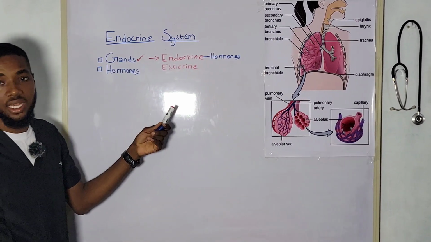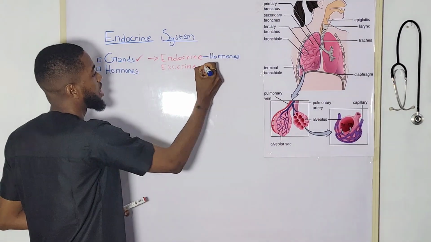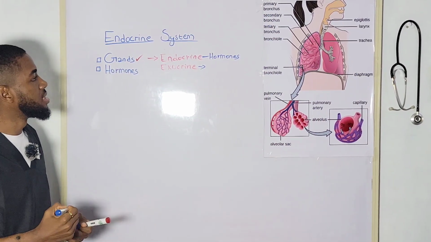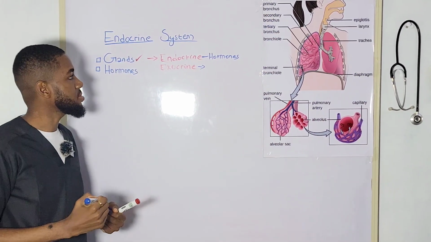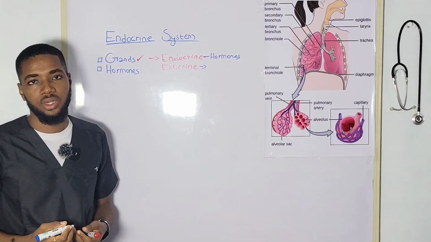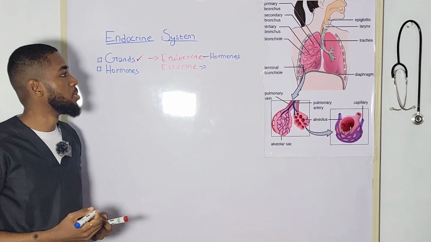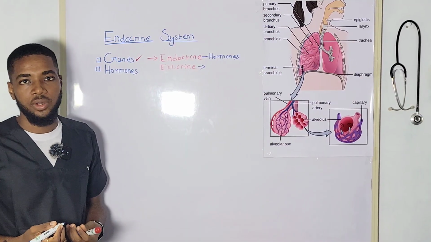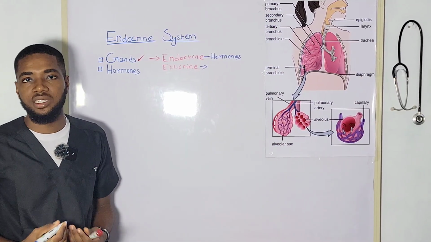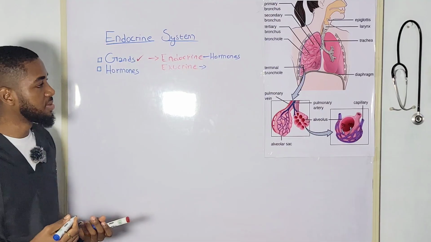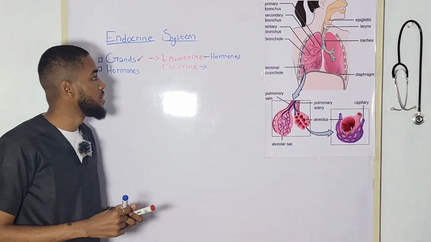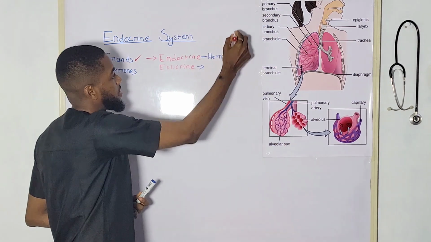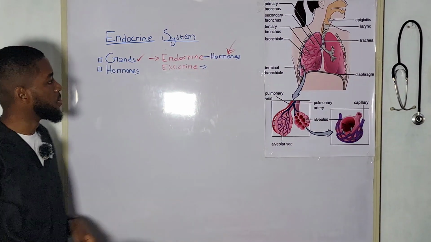But when we talk about the exocrine glands, they don't release hormones into the bloodstream, but they release substances through ducts, such as saliva and sweat. Those are the kind of things they release. But where we are laying emphasis today is on the hormones, all right? So now, speaking of hormones, let's come here.